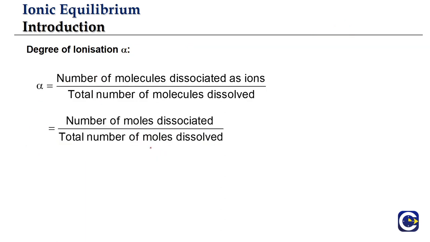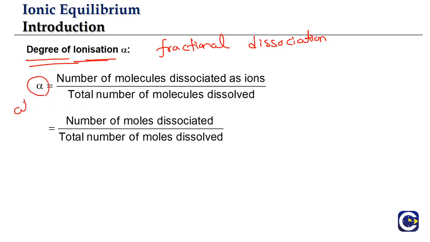For the weak electrolytes, which undergo only partial dissociation, the concept of degree of ionization, which we also call fractional dissociation, is going to be important. And we'll discuss this alpha. Alpha is the symbol we use to represent it. This alpha basically signifies the fraction of the molecules that are undergoing dissociation.